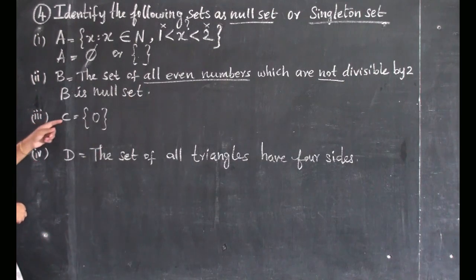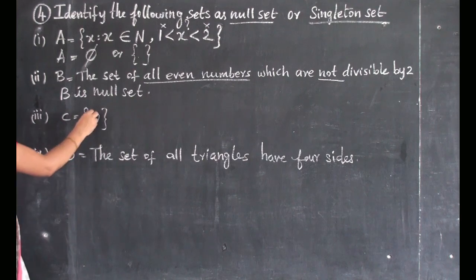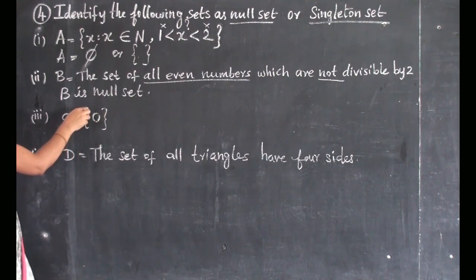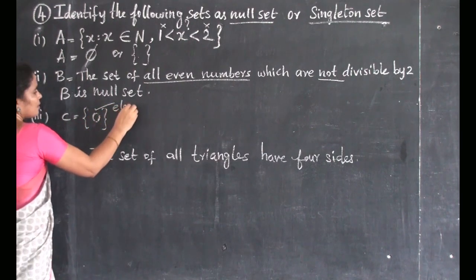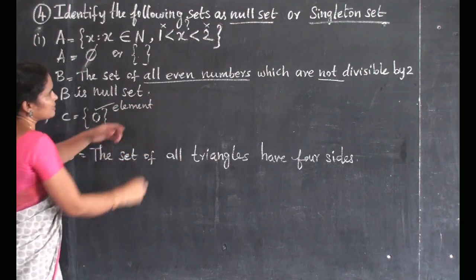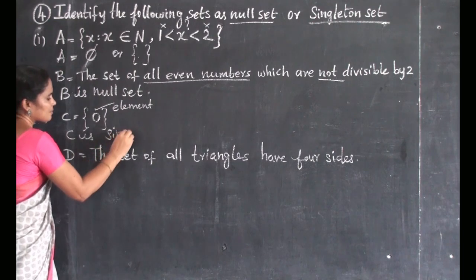Question number 3. C is equal to, within bracket we have 0. Actually it looks like a null set. The element which is present inside the bracket, it is also a member. Isn't it? So it is a singleton set. C is a singleton set.